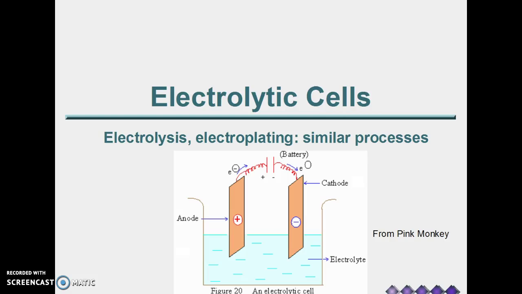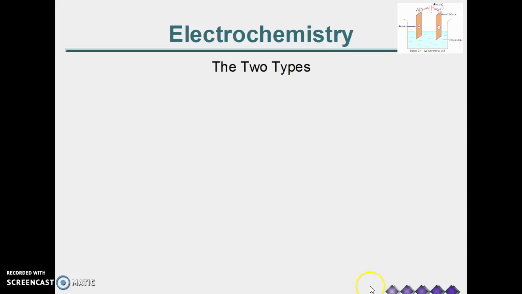Here's a few ideas about electrolytic cells. We're going to talk about electrolysis and electroplating here. And in a sense, this is the opposite of the electrochemical or galvanic cell. There are two types of electrochemistry.